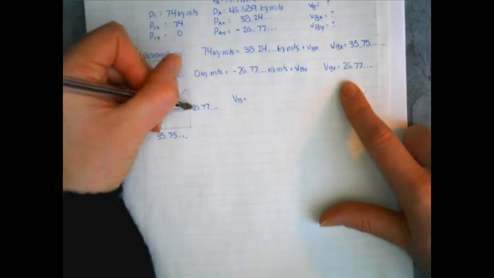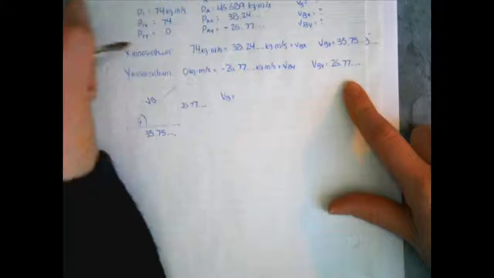Our x component is the 35.75. Our y component is the 26.77. Okay, and so we want to solve for our resultant here, so we can just use trig for that, or sorry, Pythagoras for that. So we can say this is going to be our VB right here. So VB is going to be equal to x squared plus y squared, and then square root it, right?